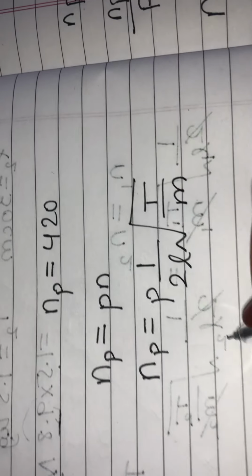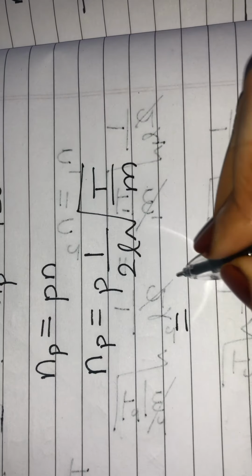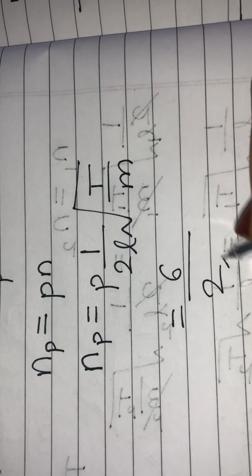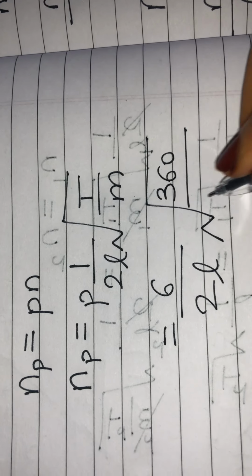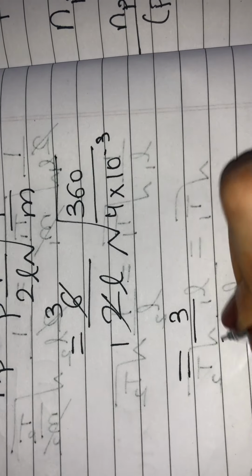So we can do things over here. P is obtained as 6 upon 2. Let L be as it is. T is given to us 360. M is 4 into 10 raised to minus 3. 2 1s are, 2 3s are, so it is 3 upon L.